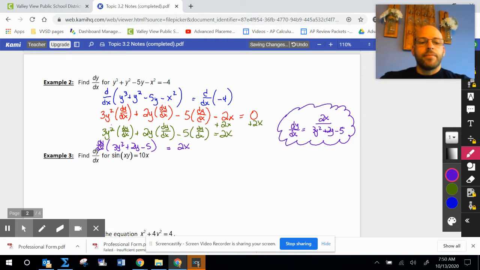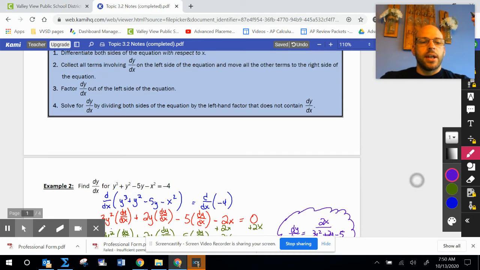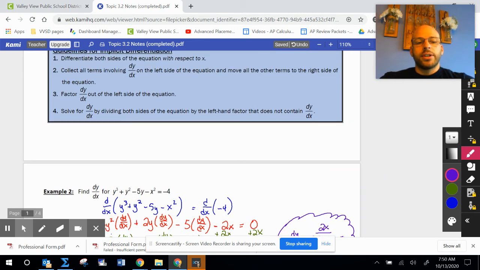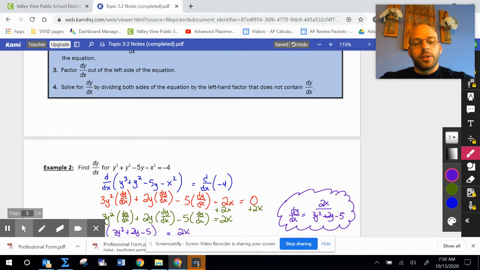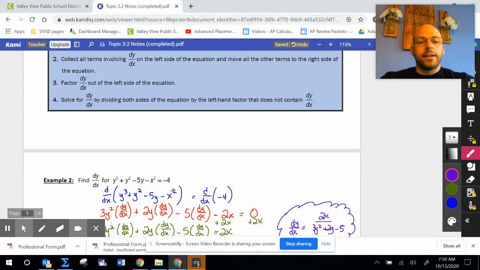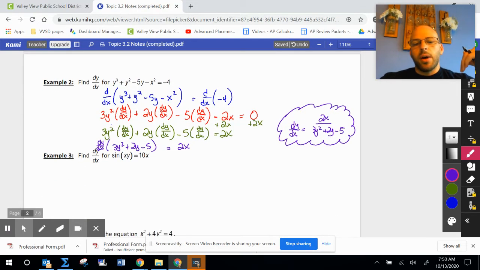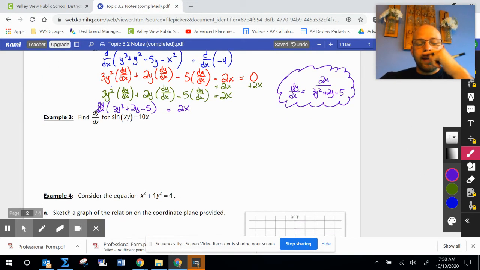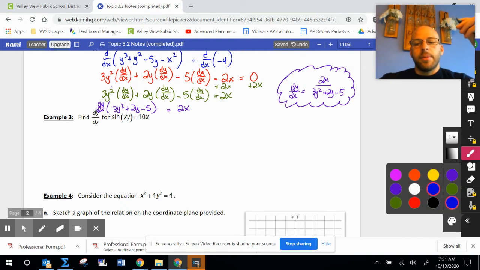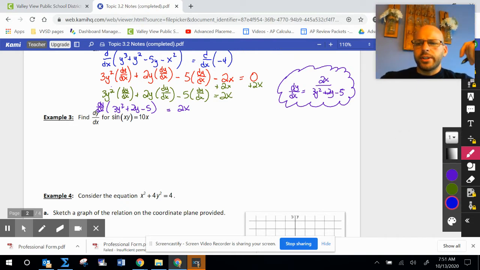Okay? So again, kind of go through these steps if you remember seeing these steps in the beginning. I'm going to differentiate both sides. I'm going to collect all the terms involving dy dx to one side. Okay? Factor it out, divide it to get your dy dx all by itself. Okay? So let's take a look at example 3. Same idea. I tried to incorporate some chain rule to keep practicing that. That's what this unit is kind of all about. So I'm going to take the derivative of both sides. So d over dx of sine of xy.